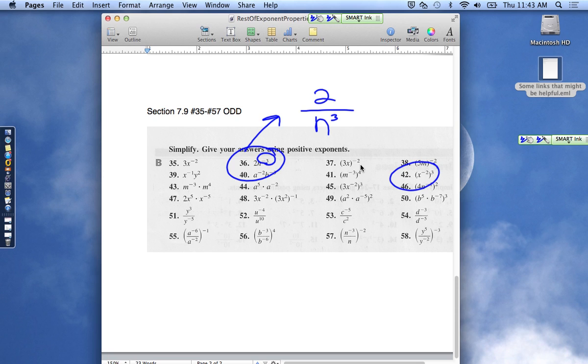And a problem like number 42. This would be x raised to the power of negative 6, but you need to write it so that the exponent is positive. So you write the reciprocal of the base, which is 1 over x, and then the number 6 doesn't change, it just becomes positive when it's written on the other side of the fraction bar.